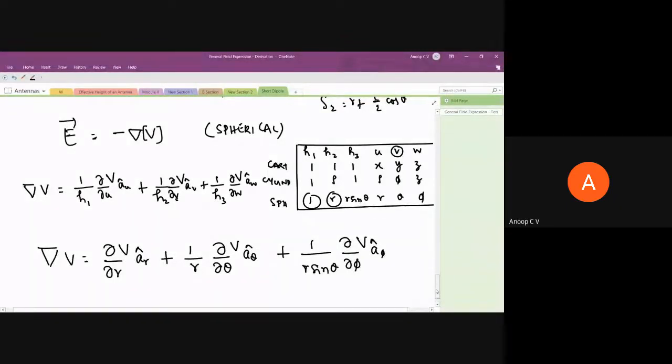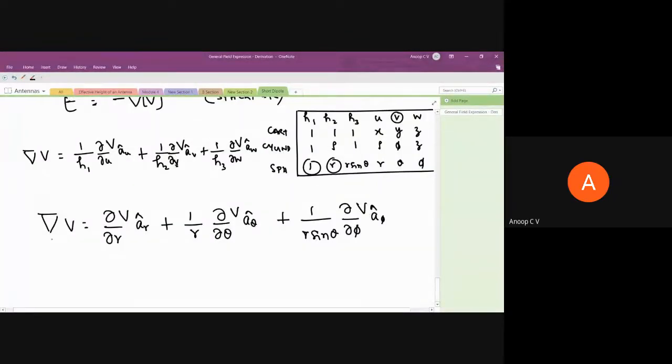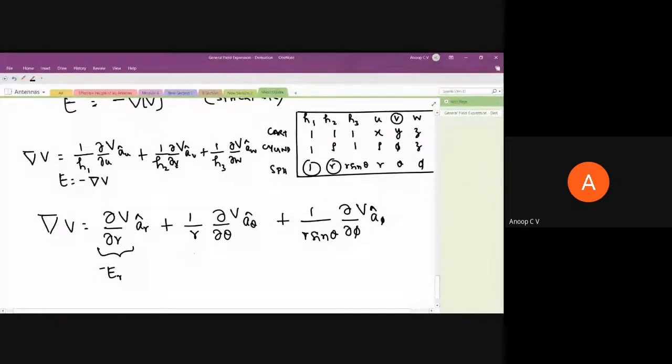So you can see it's actually a vector. This will be E_R. In fact, it will be minus E_R, because E is the negative gradient of potential. So it will be minus E_R, negative of the R component, and this will be the negative of the theta component, and this will be the negative of the phi component.